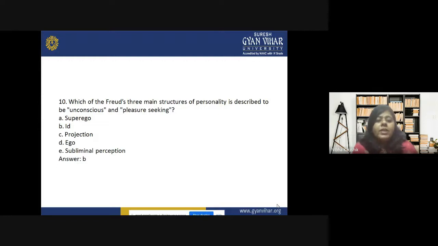Now, the tenth one. Which of Freud's three main structures of personality is described to be unconscious and pleasure seeking? The options are A. Superego, B. Id, C. Projection, D. Ego, or E. Sublimation perception. So the correct answer is option B. That is it.